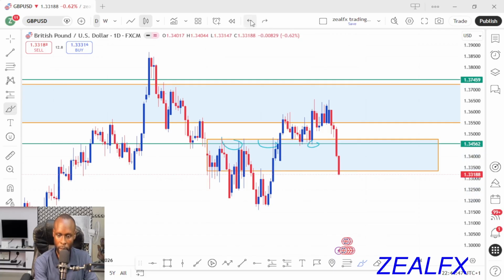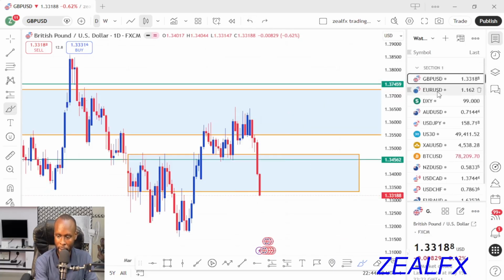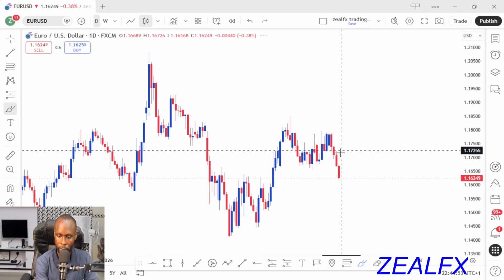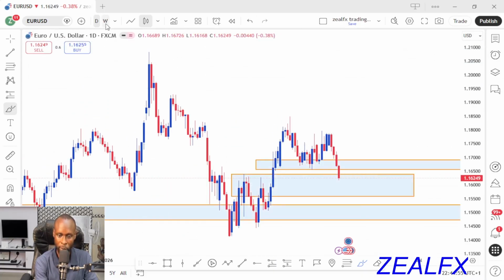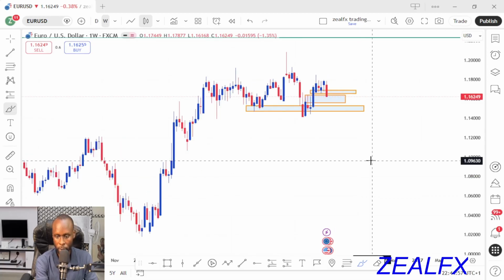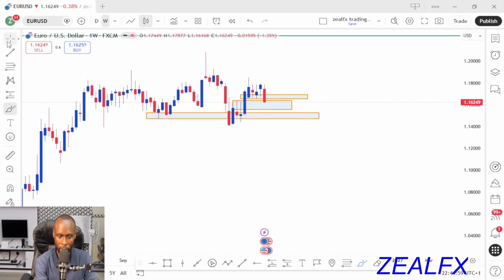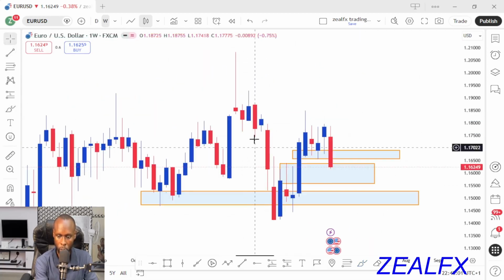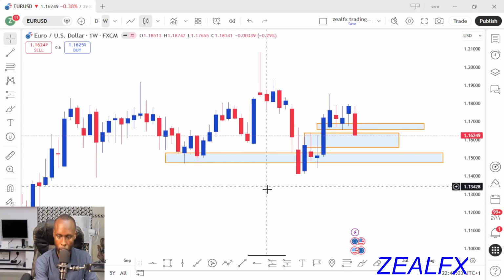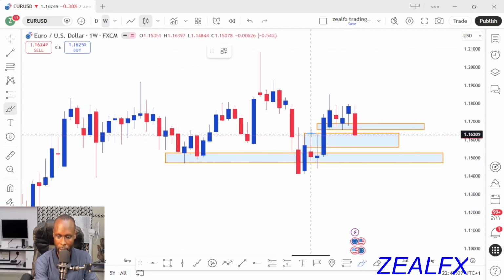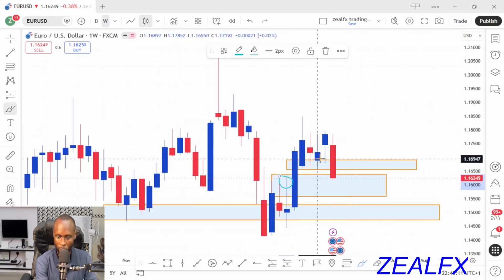So let's look at our next pair. Let's go to our next pair, which is the Euro USD. The Euro USD, let's start from the weekly time frame. The Euro USD on the weekly time frame closed on a support level. We have a support zone at this area. Price closed on this support zone. Then price also converts this support to resistance.